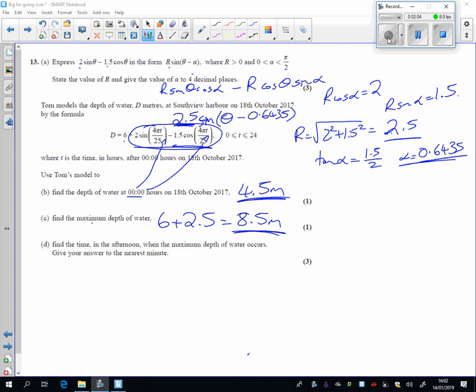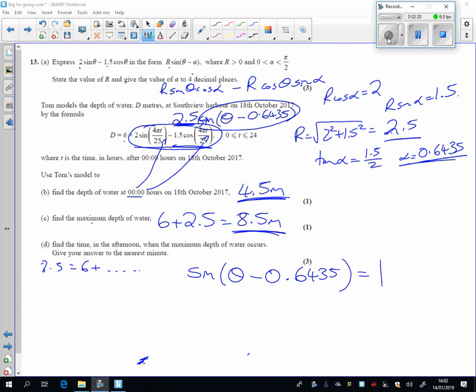Now when does that happen? We could do a big equation, 8.5 equals 6 plus blah blah blah. But what we really want is just when this is at its highest. So I've got sine of theta minus 0.6435. The highest that can ever be is 1.